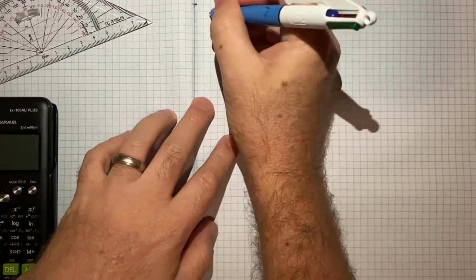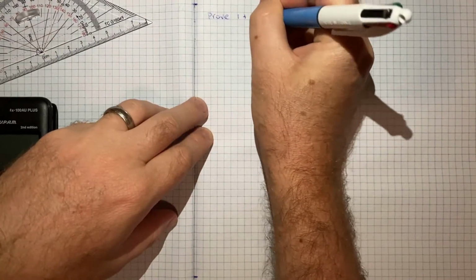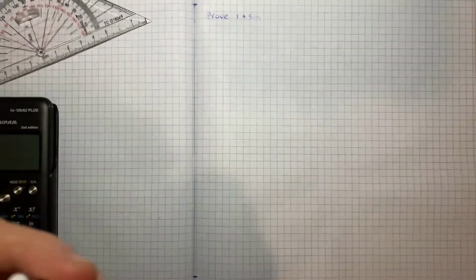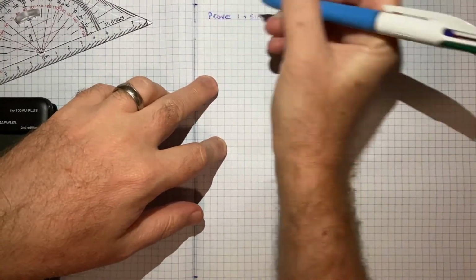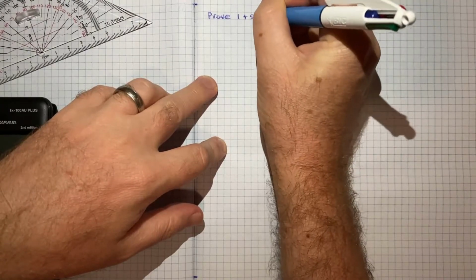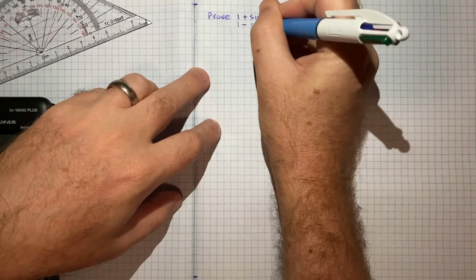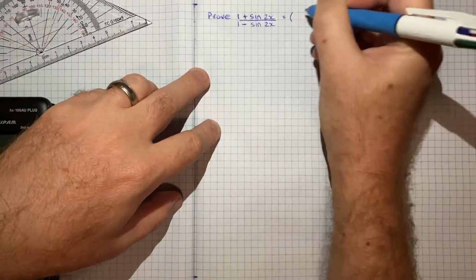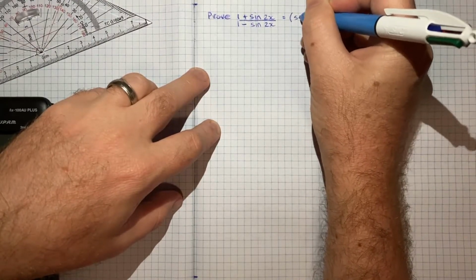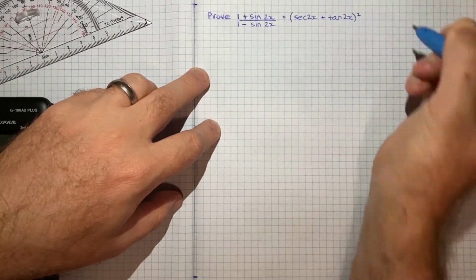Alright, so we're being asked to prove this result. Let's start again. We're asked to prove (1 + sin 2x) divided by (1 - sin 2x) is equal to (sec 2x + tan 2x) all squared.